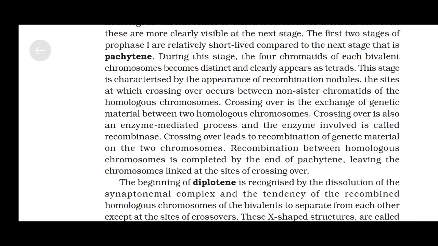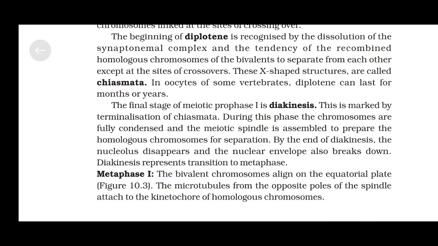The beginning of diplotene is recognized by dissolution of the synaptonemal complex, and the tendency of the recombined homologous chromosomes of the bivalents to separate from each other except at the sites of the crossovers. These X-shaped structures are called chiasmata. In oocytes of some vertebrates, diplotene can last for months or years.